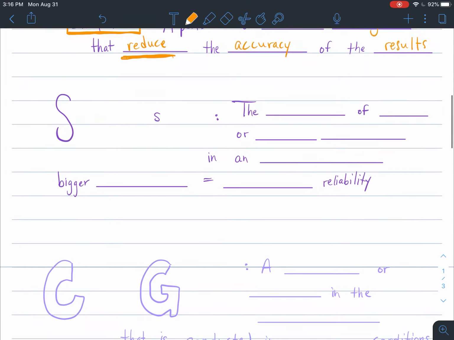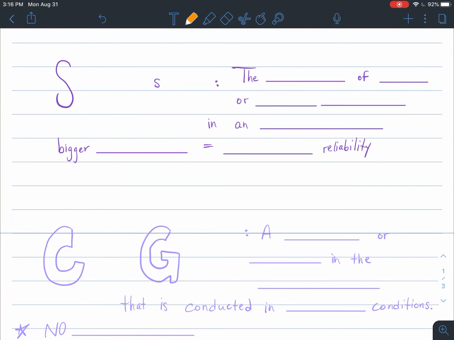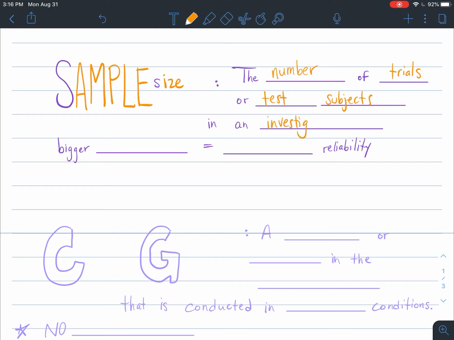So we don't end up having data that's not very accurate. So how do we do that? Well, one thing that's really important is something that is known as sample size. Sample size is defined as the number of trials, or just of test subjects, that are in an investigation or experiment. So the sample size is the number of trials or test subjects in an investigation.